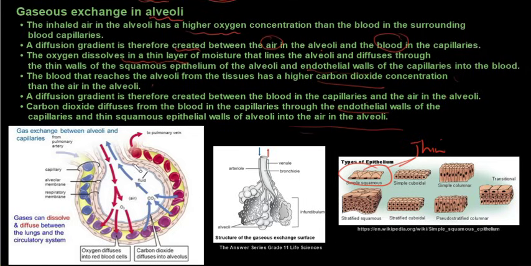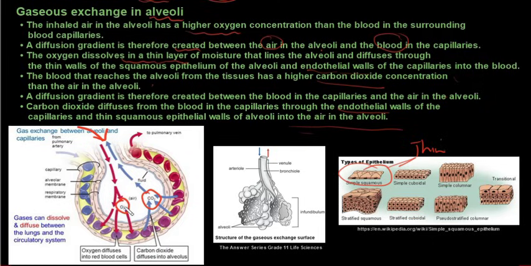So if what I just read did not make any sense, let's look at this. The air coming into the alveoli is rich in oxygen, and the blood is rich in carbon dioxide. Now we need to get rid of the carbon dioxide and we need to get oxygen back into the blood.